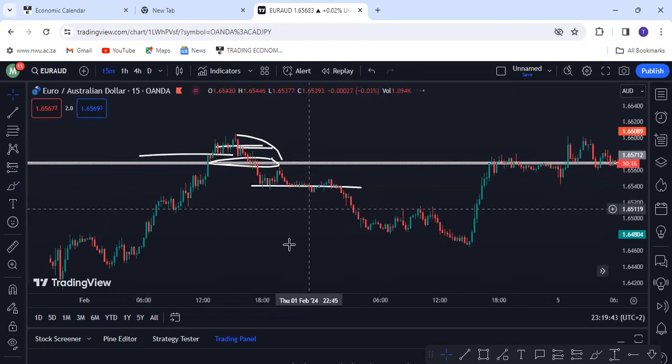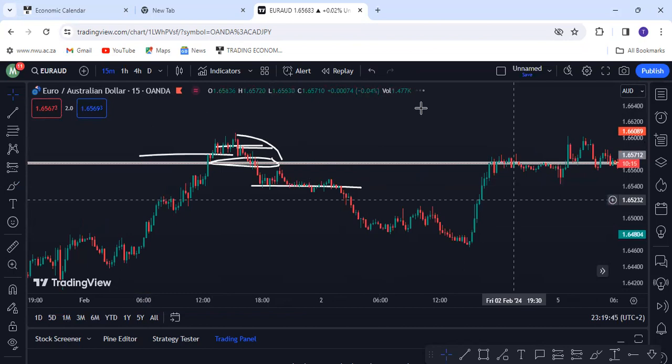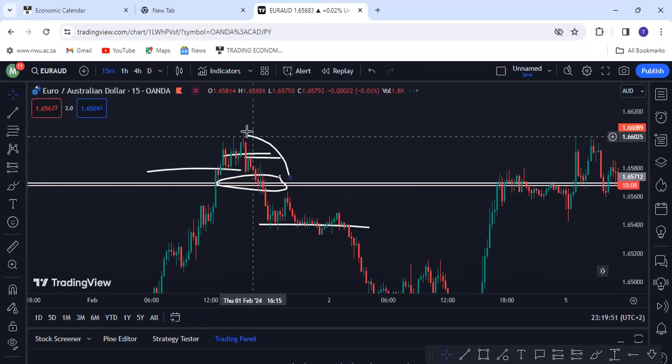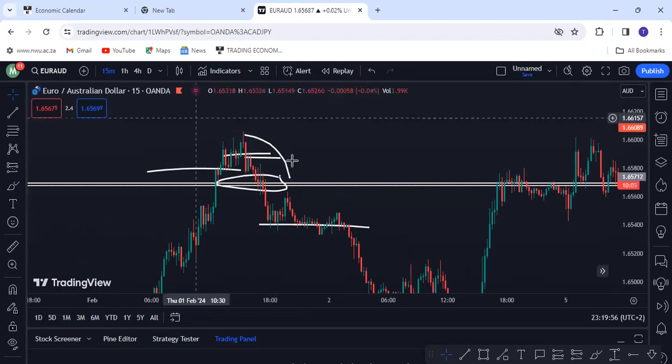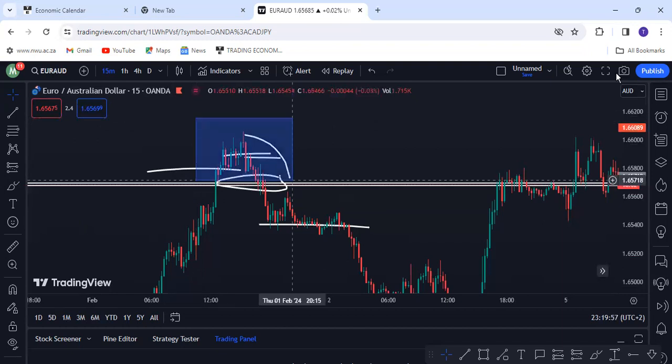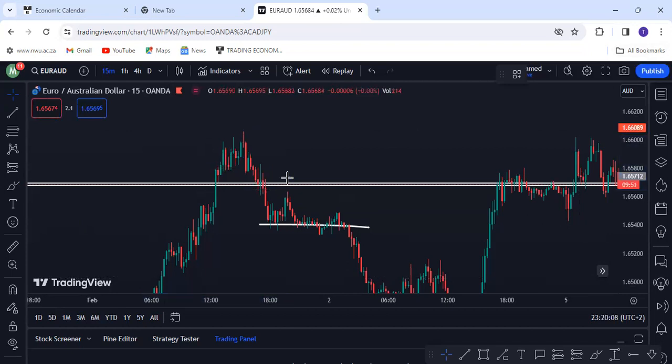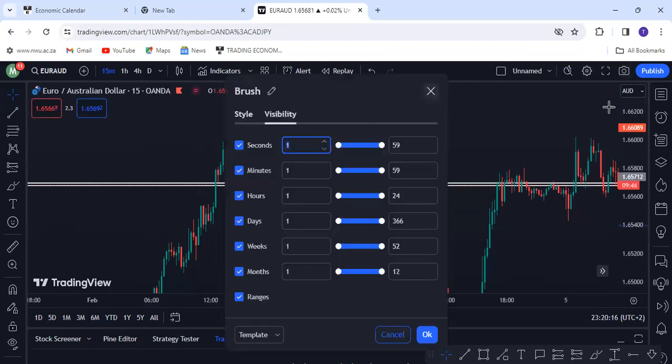Awesome. You see that as the market came back into the zone, let me get rid of these drawings here. Where's the delete button? There we go. And also get rid of you. There we go. All right.